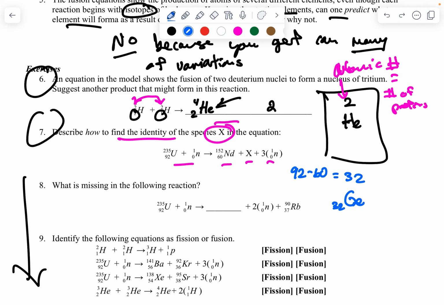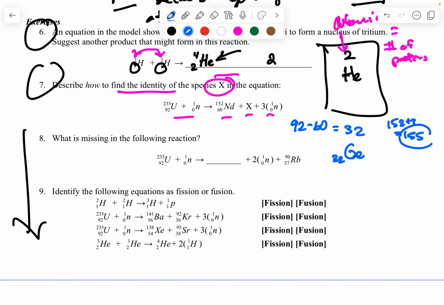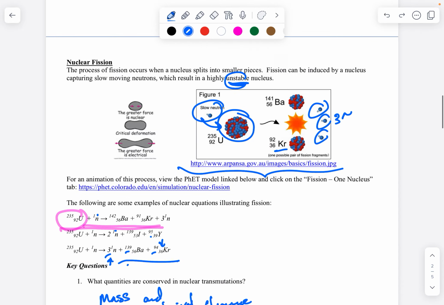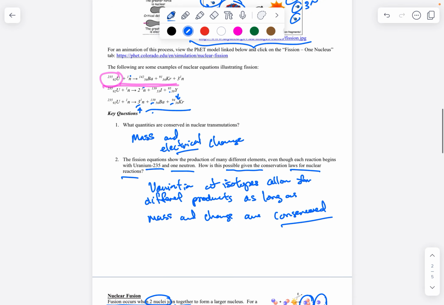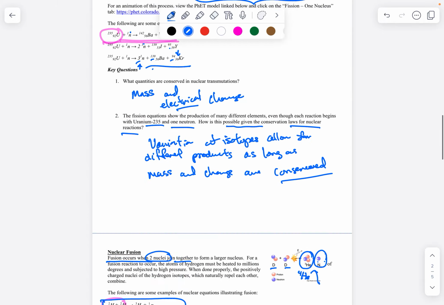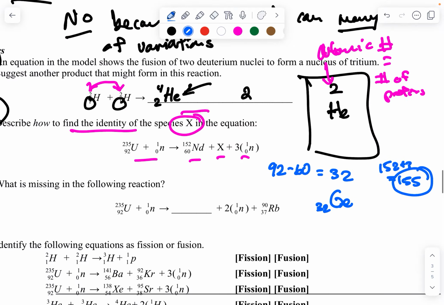So here we have 3 plus 152, so 152 plus 3 gives us 155 over here. We want to know what the number of neutrons is here, or what the mass number is, sorry, not the number of neutrons. Let's go back up. So here it is, mass number. I don't know why I said neutron.